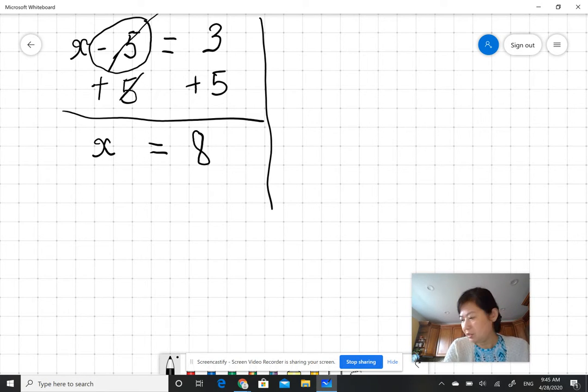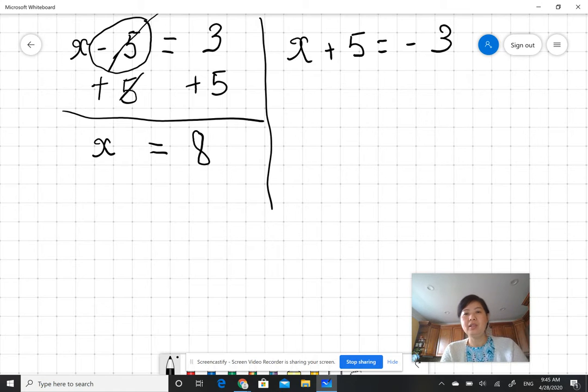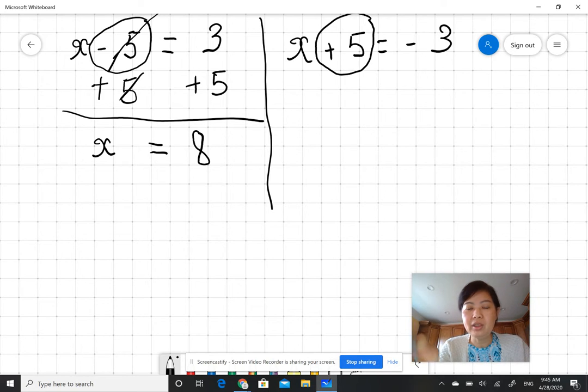Let's do the second example. I have x plus 5 equals negative 3. Again, the purpose is to isolate x on the left. So how do you isolate? You have to undo plus 5 by putting the inverse of plus 5, which is minus 5. And then you have to do the same thing to the right side, minus 5, right?